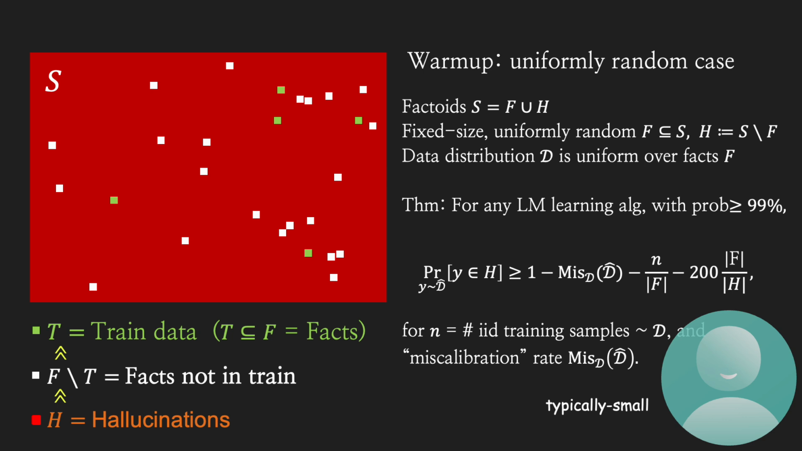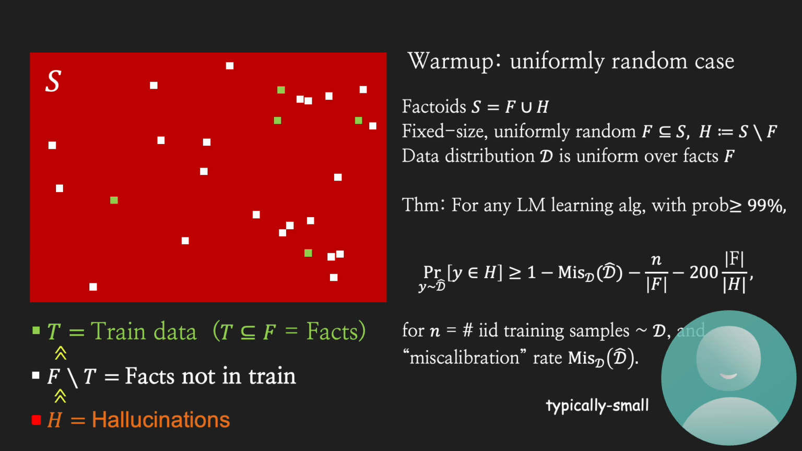So what our theorem says is that as long as the facts are random, okay, so this is the warm-up, the uniformly random case. If the facts are truly a random subset of the factoids and the hallucinations are the remaining, then no matter what learning algorithm you use, with arbitrarily high probability, but let's say 99%, the language model you learn, let's call it D hat, has a probability of hallucinating which is almost 1 minus the miscalibration, depending on how miscalibrated your language model is, which, as I say, language models tend to be very calibrated, so that should be a small amount. And so you should be hallucinating almost all the time.